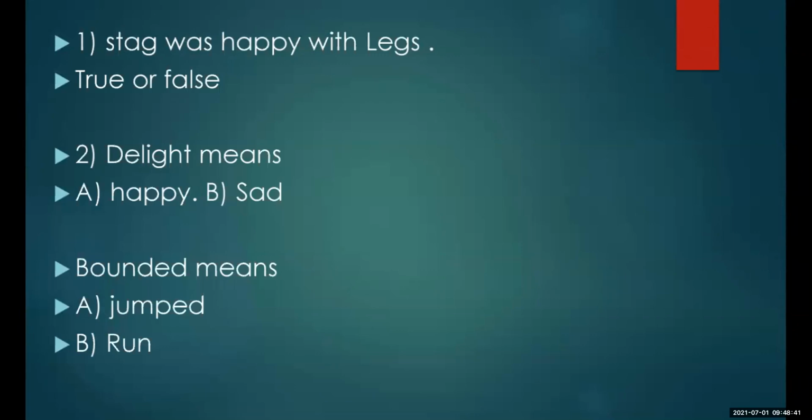Delight means what? Happy or sad? A or B? A. Delight means A, not B. Happy. Bounded away means jumped away or ran away. Running with great speed. Okay, children. Yes.